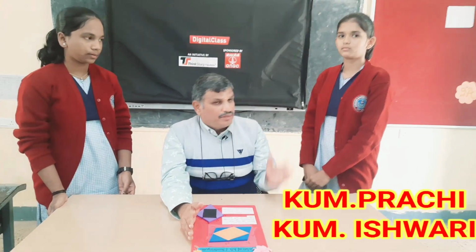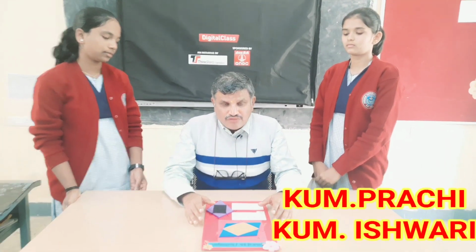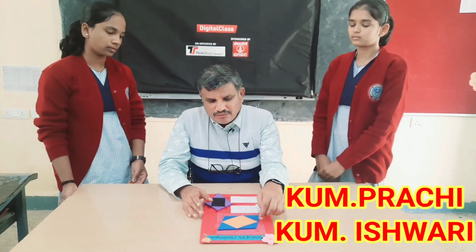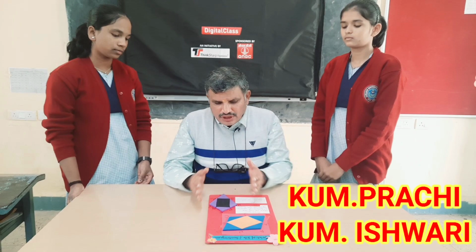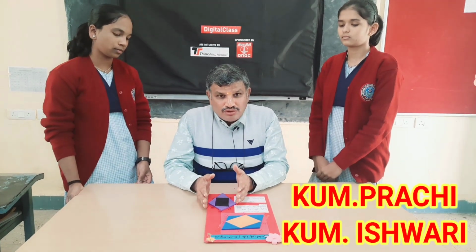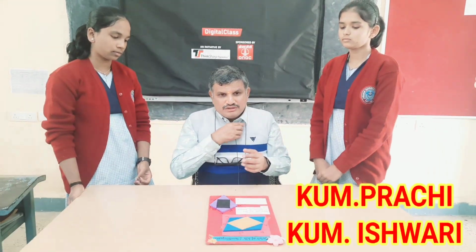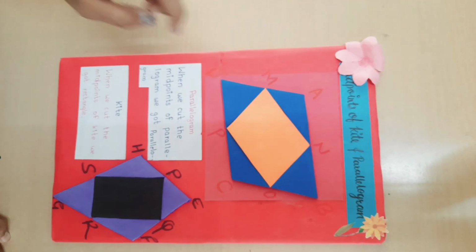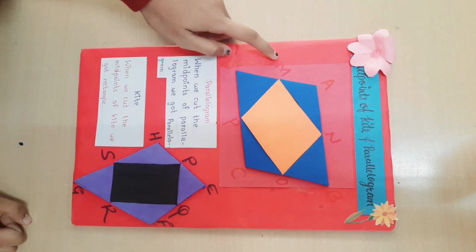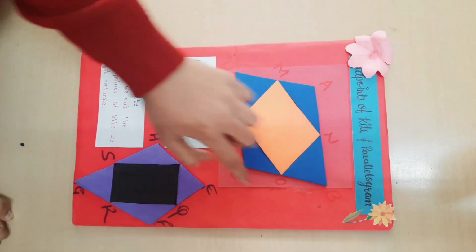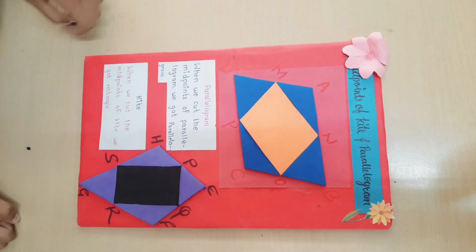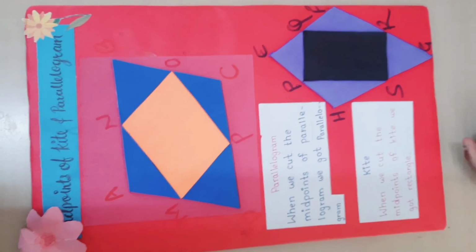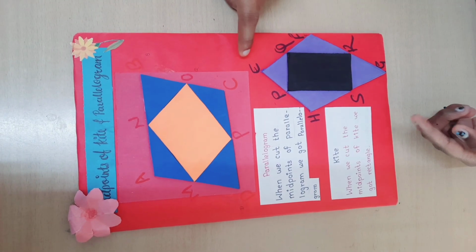My students Prachi and Ishwari will tell us what will happen if we find a quadrilateral by joining the midpoints of a parallelogram as well as a kite. So now I request Prachi to explain the things. ABCD is a parallelogram in which N, O, P, M are midpoints of sides AB, BC, CD and DA respectively. When we join the midpoints, we got a figure, another kite, EFGH.